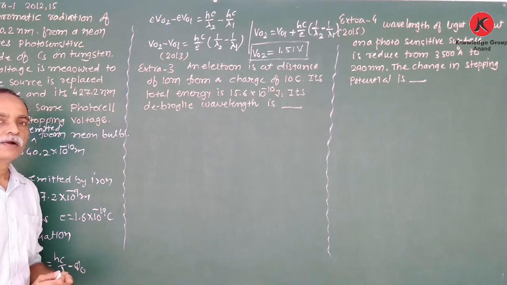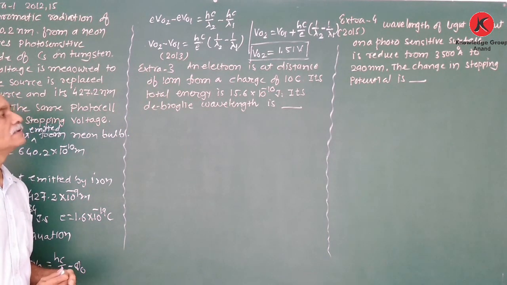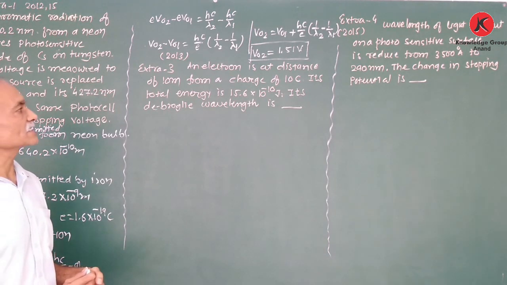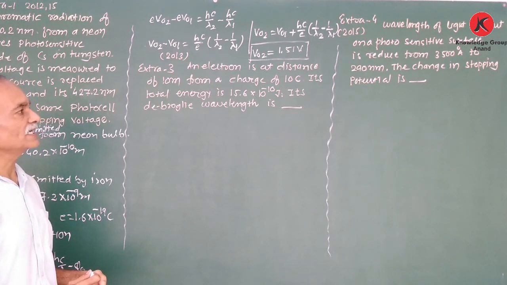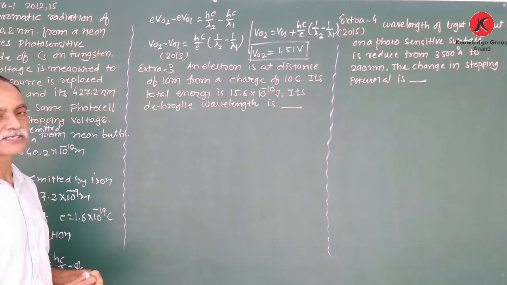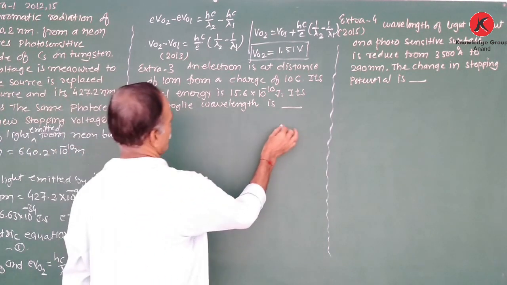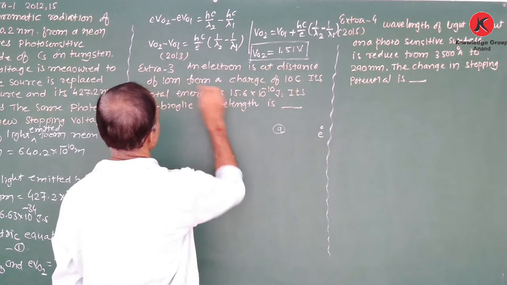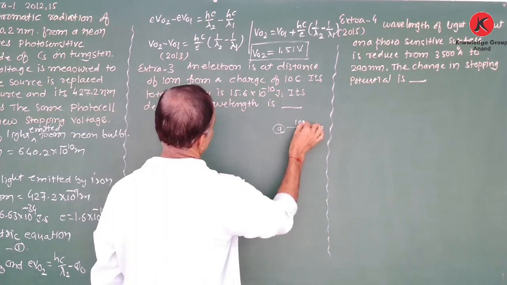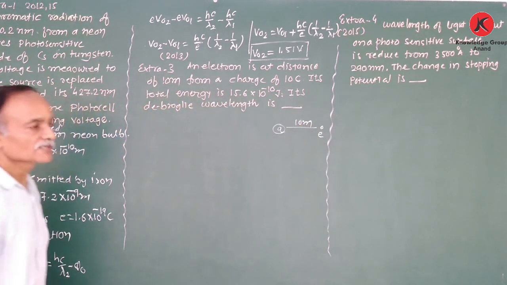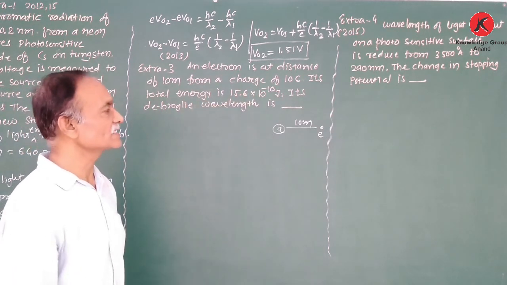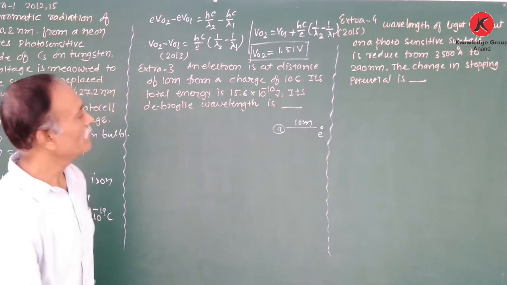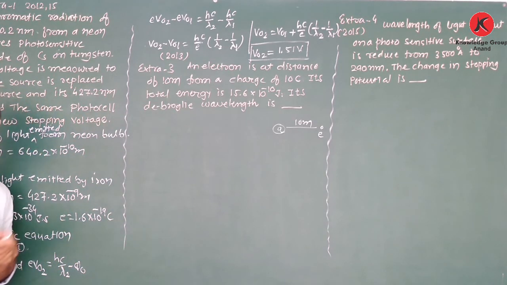Now, next numerical: an electron is at a distance of 10 meter from a charge of 10 coulomb. Its total energy is 15.6 into 10 is to minus 10 joule. Find its de Broglie wavelength. Here the 10 coulomb charge Q is placed here, the electron is here, at a distance of 10 meter. It possesses a total energy of 15.6 into 10 is to minus 10 joule. We have to find the de Broglie wavelength.